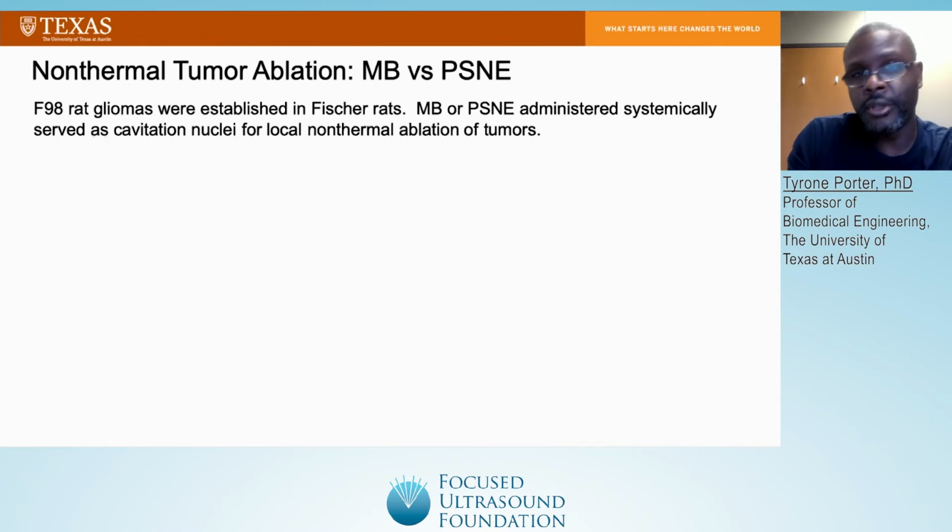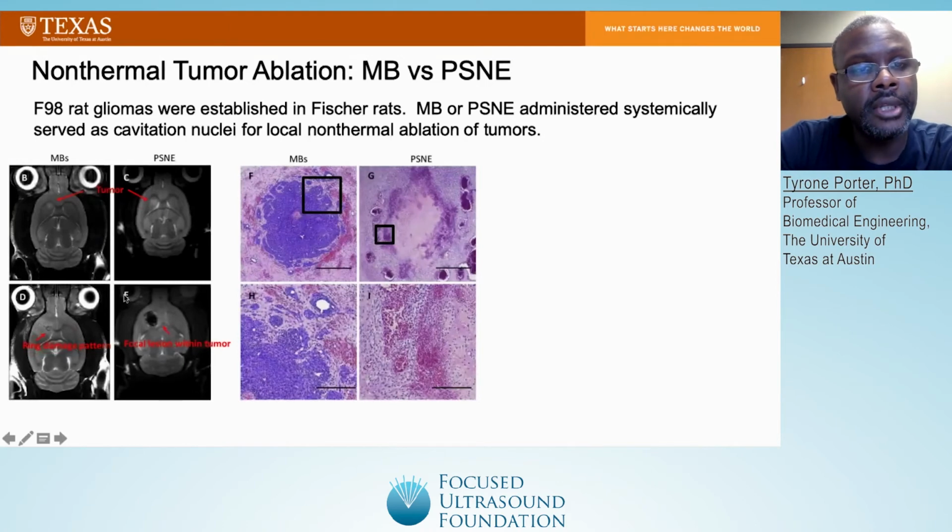So the next question, or the next part of the study, was to establish the brain tumors. In this case, we used F98 rat glioma cell lines to establish these tumors in the brain of Fisher rats, and then administered microbubbles, in this case ultrasound contrast agents, or PSNE systemically, which then served as cavitation nuclei for local non-thermal ablation of these tumors. Once again, on the left here, you've got the MR images just showing where we had edema accumulation, which was indicative of successful ablation.